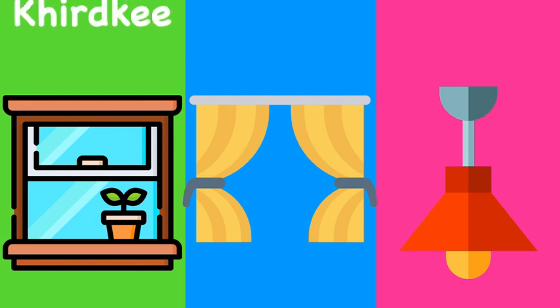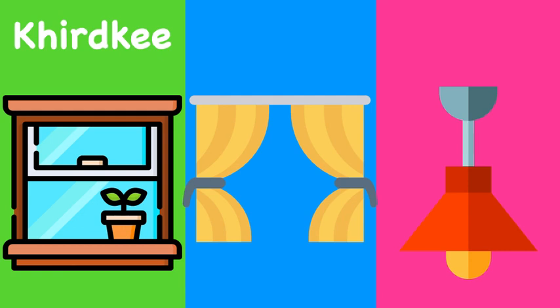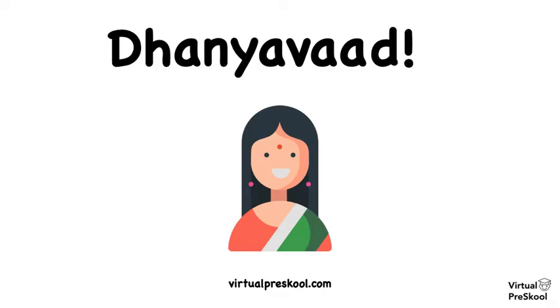Window is khidki. Curtains are parda. And lights are batti. Great work! Now you know more Hindi.